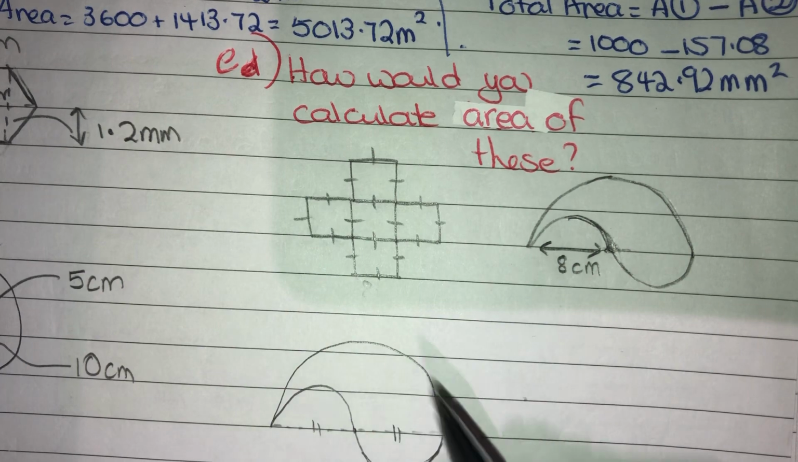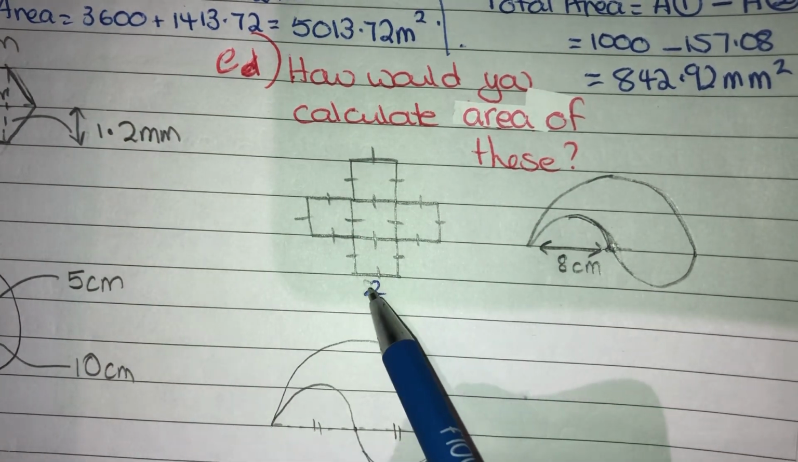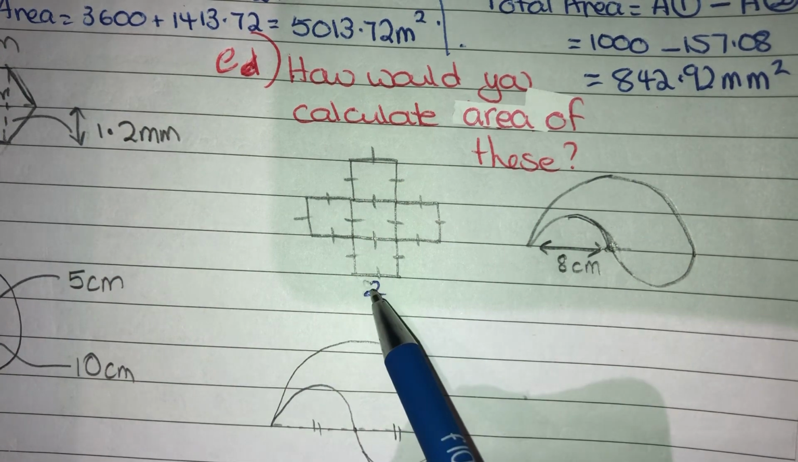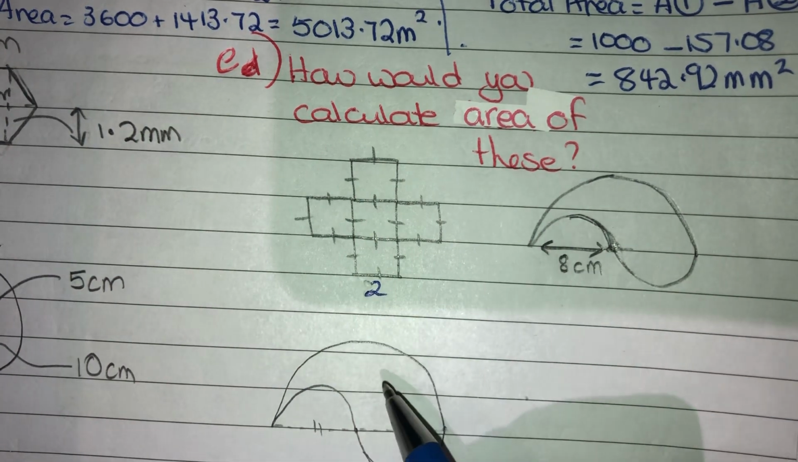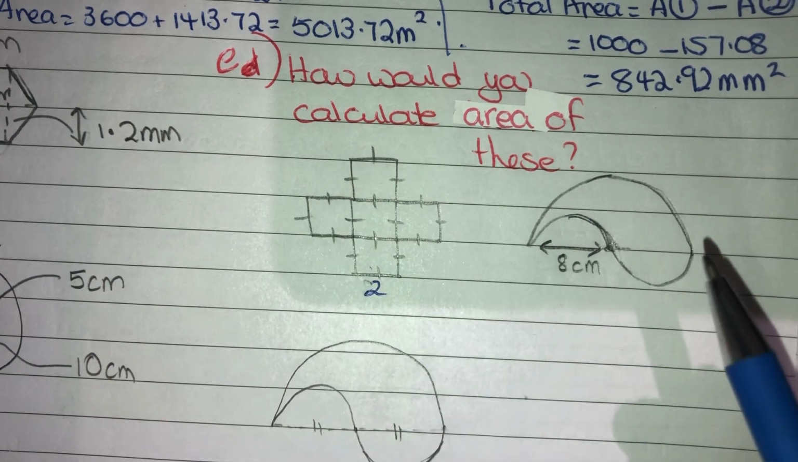So these are, what are they? Say if that was 2, these are squares. So this would be 2 times 2 is 4, whatever that number is, but there's 5 of them. So you calculate 1, and then you multiply that number by 5.